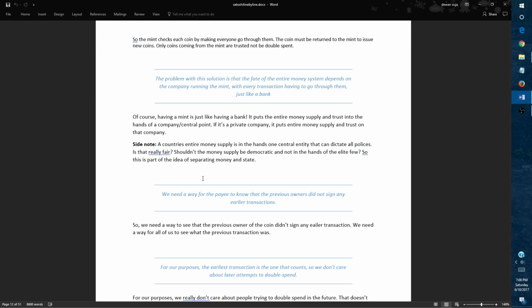They double check everything. The problem with this solution is that the fate of the entire money system depends on the company running the mint, with every transaction having to go through them, basically just like a bank.